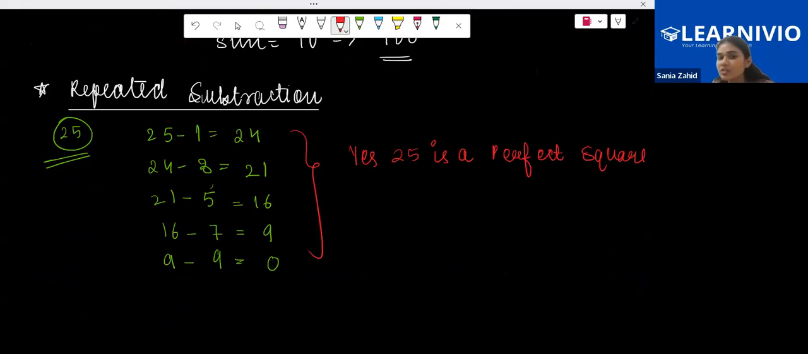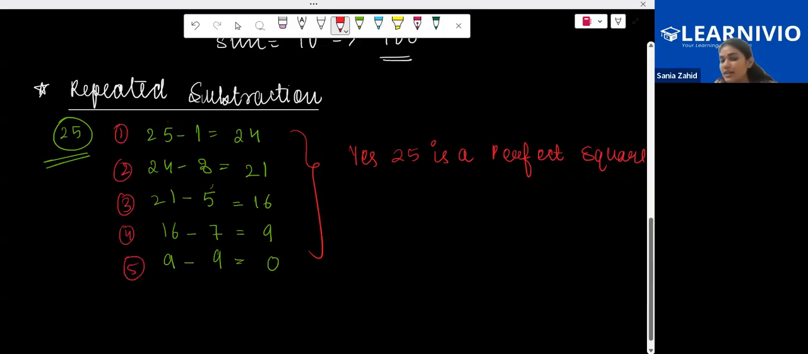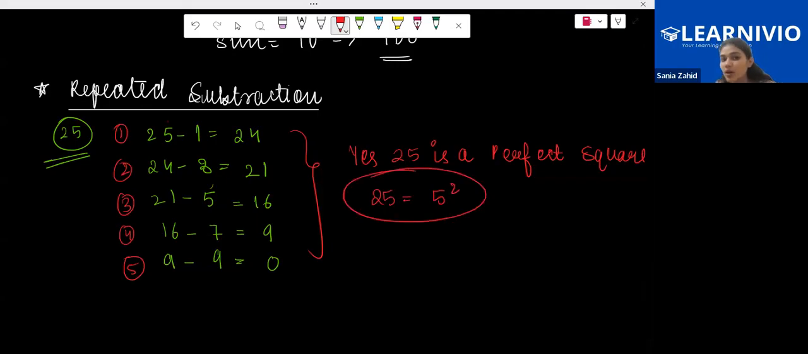Okay, so 25 is a perfect square. Now, if you look carefully, I can also tell 25 is the square of what number? How can I tell? How many numbers did I have to subtract? 1, 2, 3, 4, and 5 numbers. That means 25 is the square of 5. So I again get a pattern that on repeatedly subtracting odd numbers, I can easily guess whether the given number is a perfect square or not. And if yes, then of which number is it a perfect square? So is this method clear?